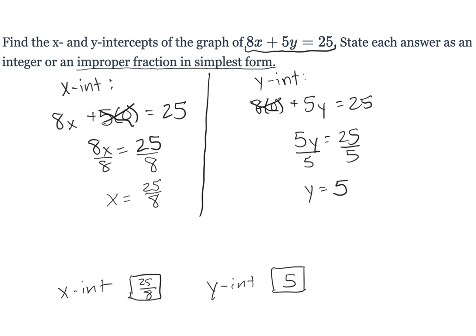Normally, these would be written as an ordered pair, like this. So for the x-intercept, we've got 25/8, comma 0, because that was the y value we used. For the y-intercept, it would be 0, comma 5. So those are the two ways to write them. We've got our ordered pair, and then how we want them on Delta Math with just the number itself.